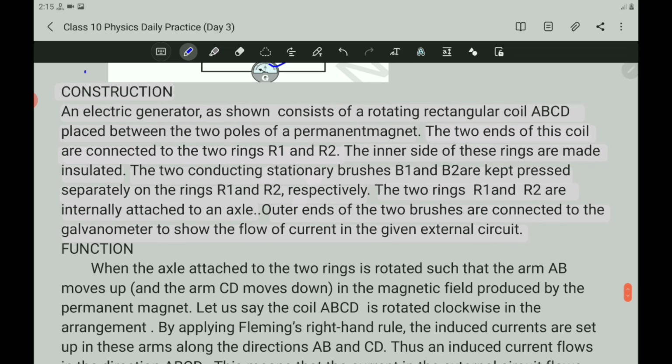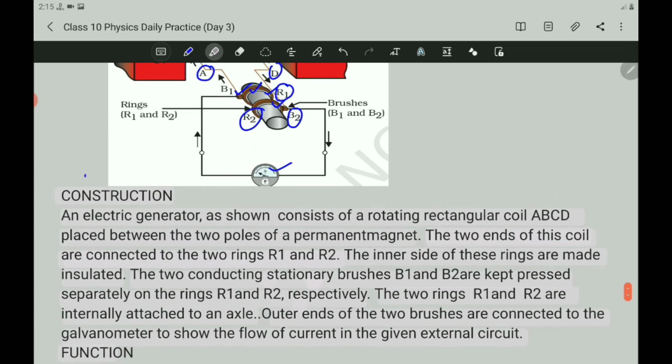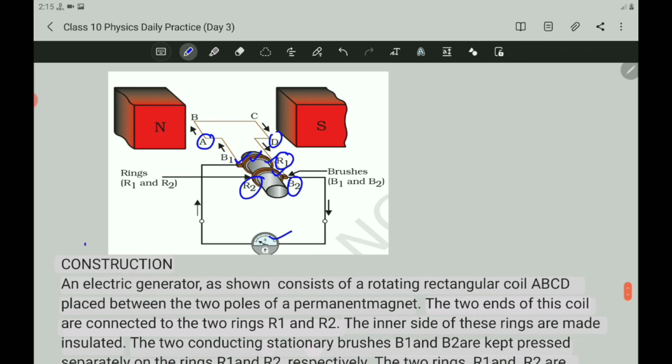Now you take the function. When the axle attached to the two rings is rotated such that arm AB moves up and the arm CD moves down in the magnetic field produced by the permanent magnet, the coil ABCD is rotated clockwise in the arrangement. Here when the axle is made to rotate, arm AB moves up and this arm moves down.